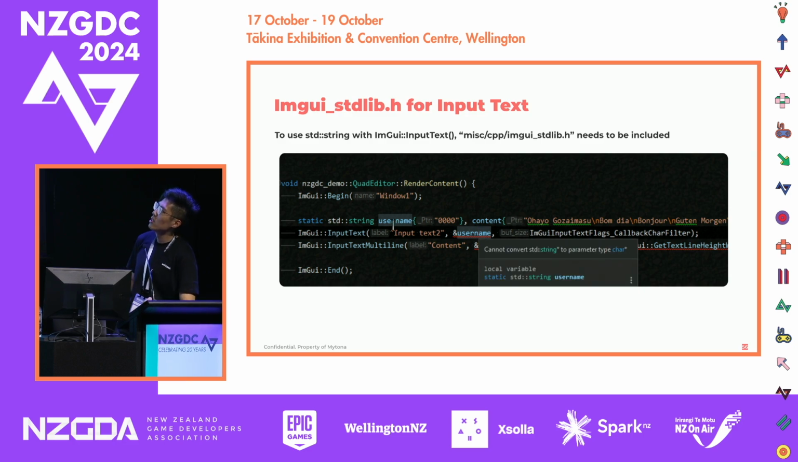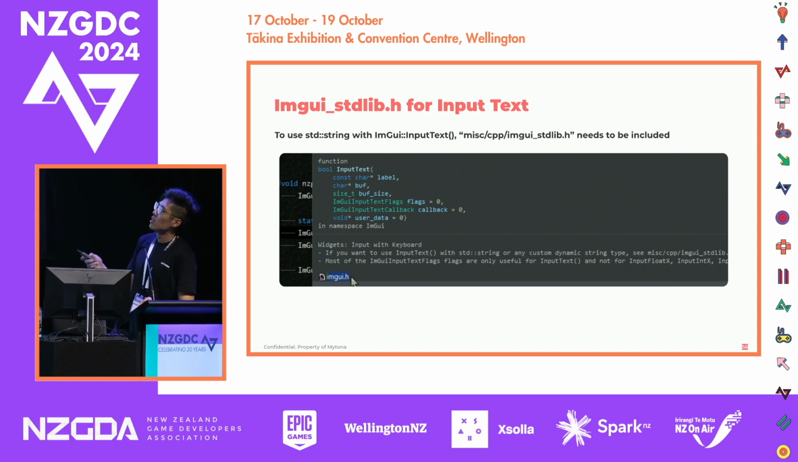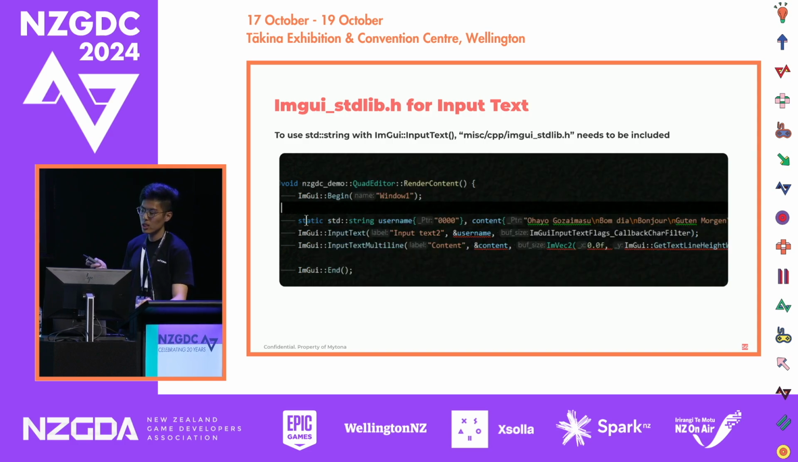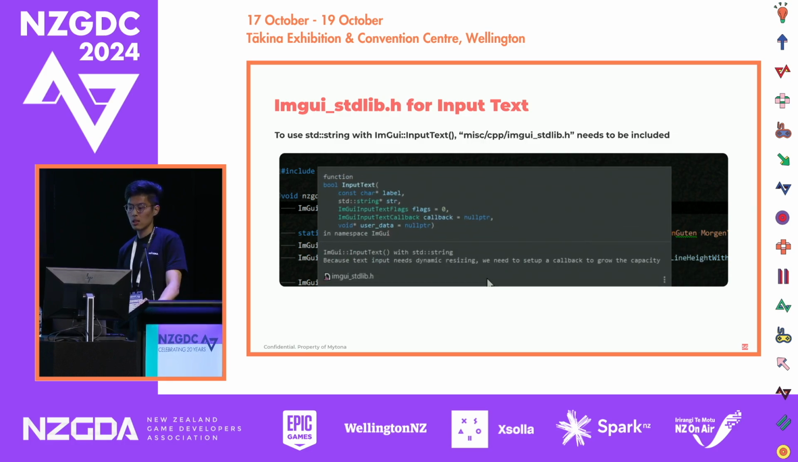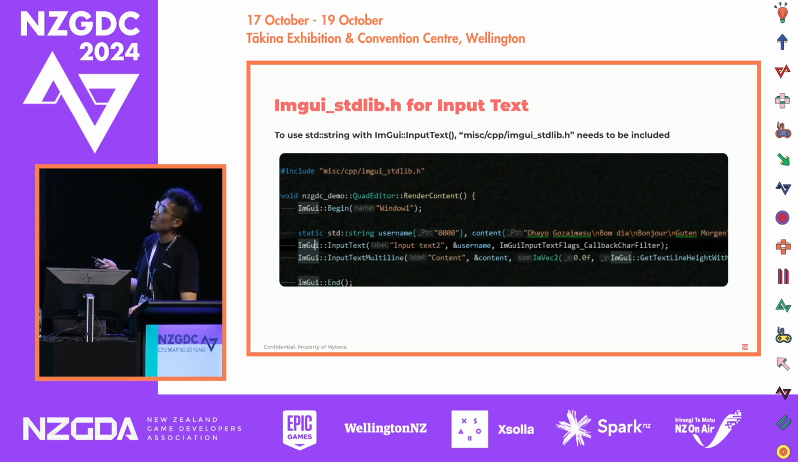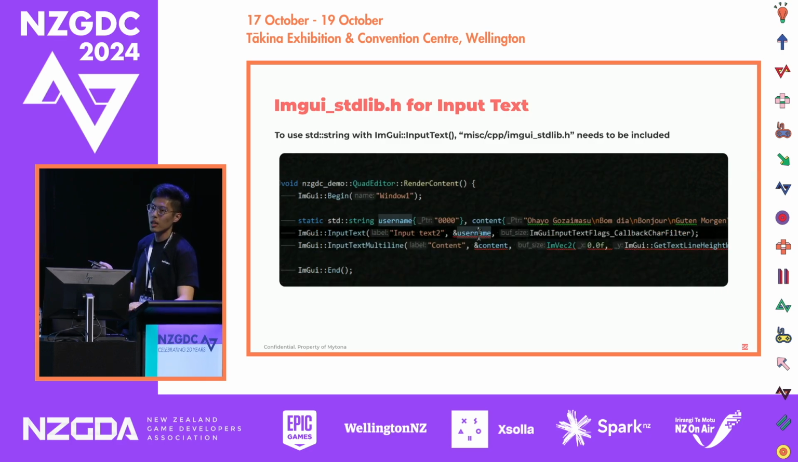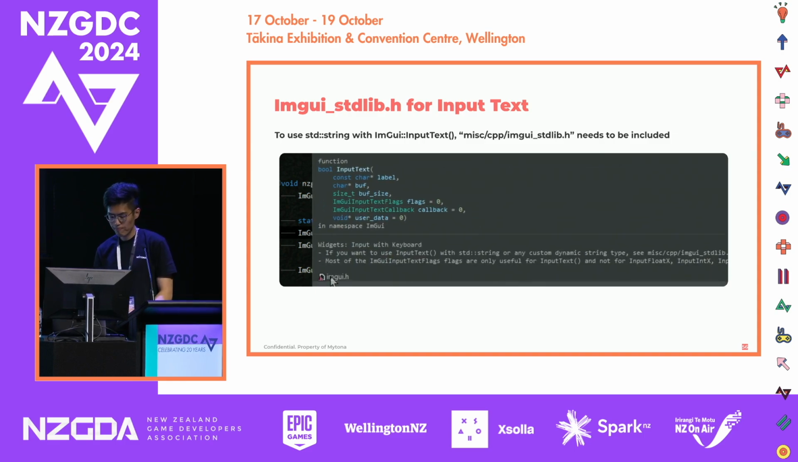Another error you might see is using string in your program. ImGui only supports char star, which is a C-style string, to minimize dependency and to optimize performance. So if you want to use std string, you have to include this file, imgui_stdlib.h. They separate the std string functions into that file.